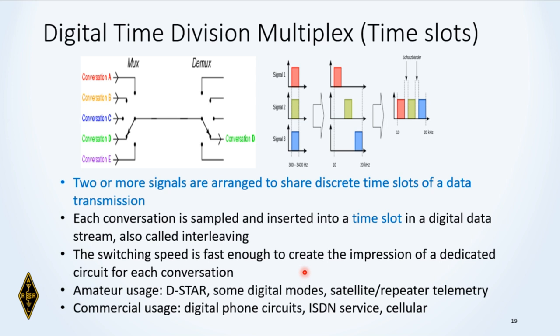In amateur usage, this is applied in D-Star, some of you have heard about, some other digital modes, and satellite repeater telemetry. In commercial usage, it's digital phone circuits, ISDN service, which you've heard of, and the earlier days of cellular. Kessler makes the comment that rather than using TDM anymore, it's code division multiplex, which gets way too complex for us to worry about. But this is practical, it's real, it's being used all the time.